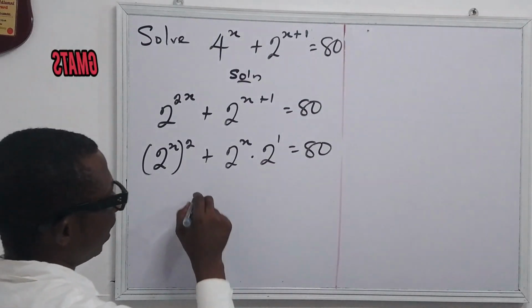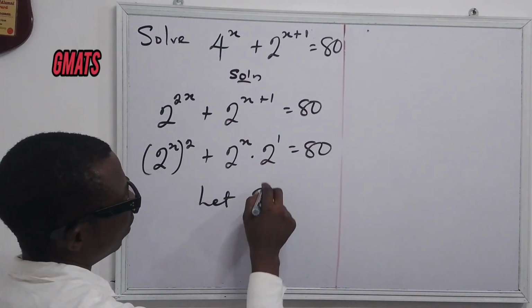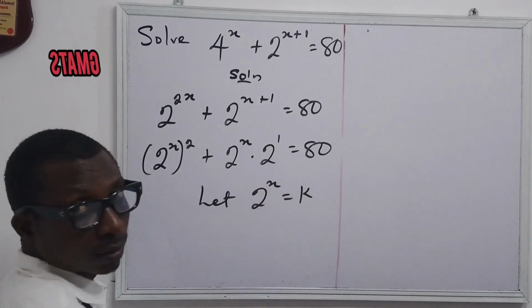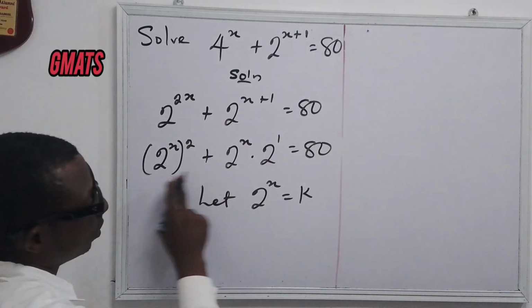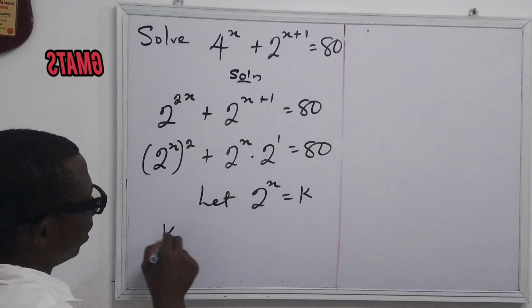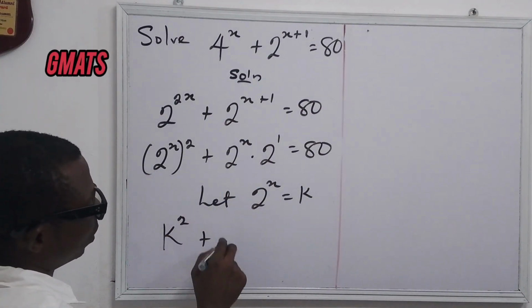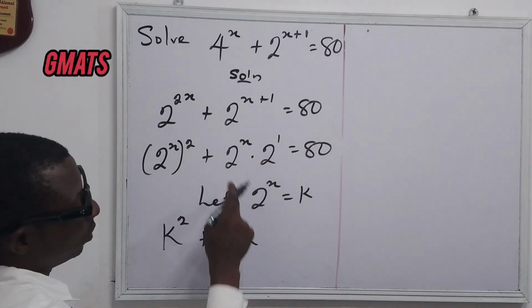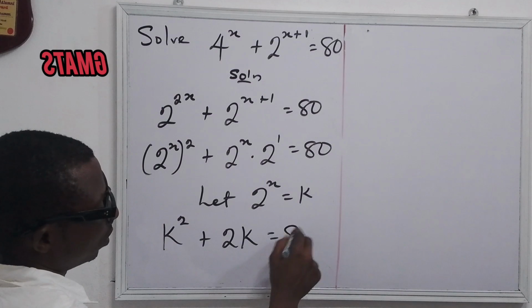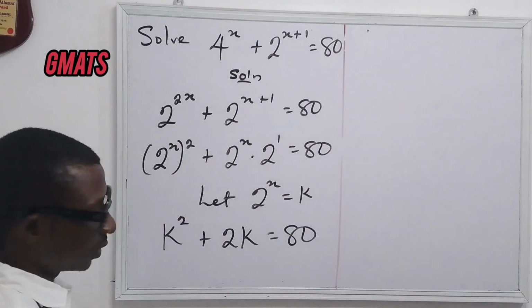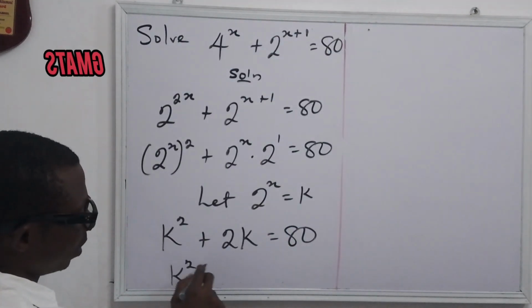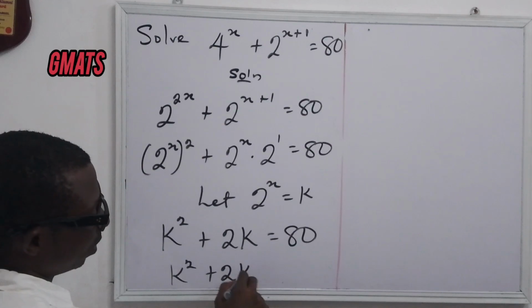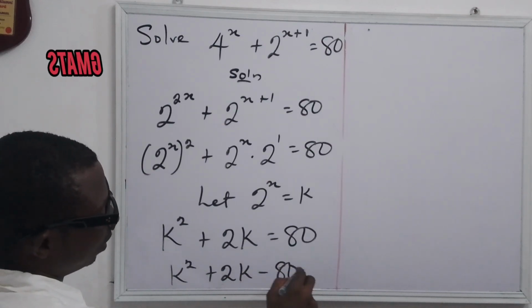Alright, so now let 2 raised to the power of x be equal to k. So this equation turns to k raised to the power of 2 plus 2k. This is k, so k times 2 is 2k, equals 80. Alright, so we have k squared plus 2k minus 80 equals 0.